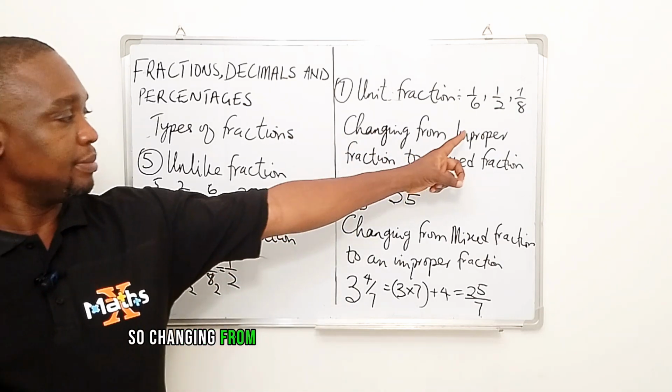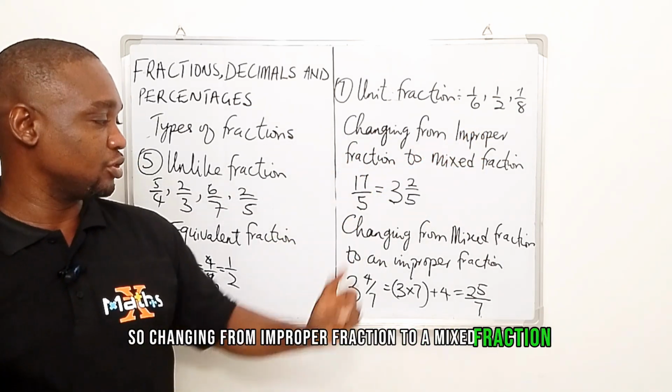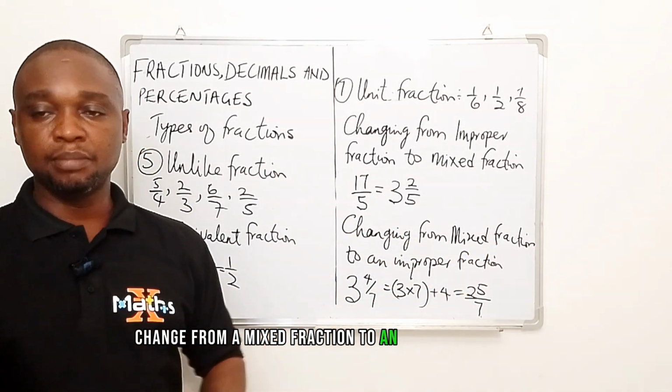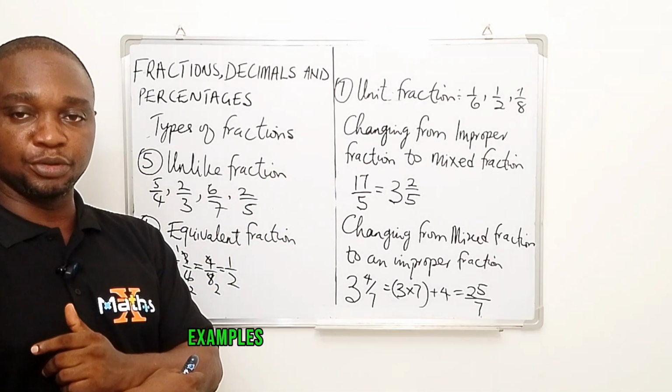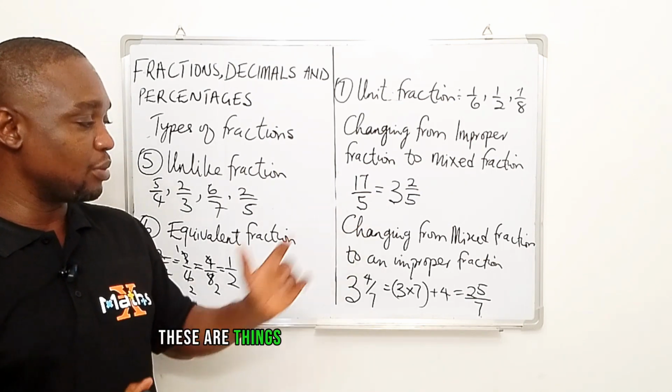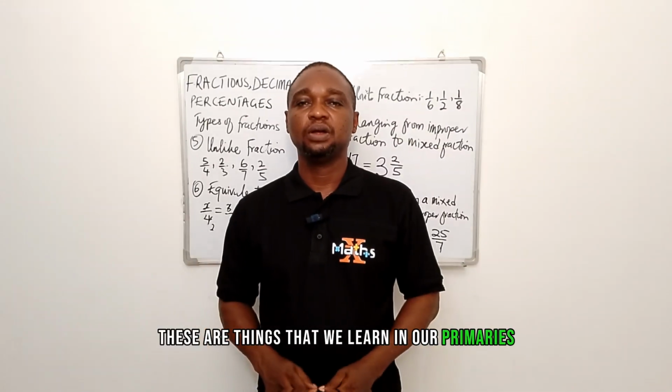So changing from improper fraction to a mixed fraction, and also from a mixed fraction to an improper fraction, I've shown you two examples of that particular operation. I hope we are good to go with this. These are things that we learn in our primary school.